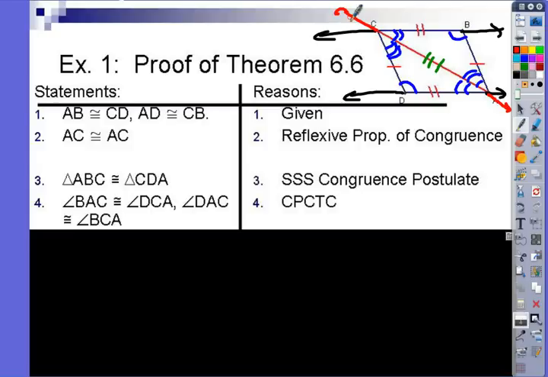Well, the definition of a parallelogram is what? Well, I know what it is. The definition, not the theorems, not the properties of, but the definition of a parallelogram is, yeah, two pairs of opposite parallel sides.